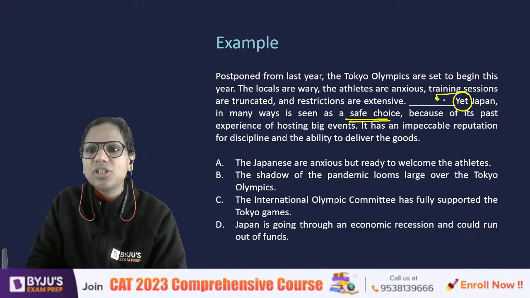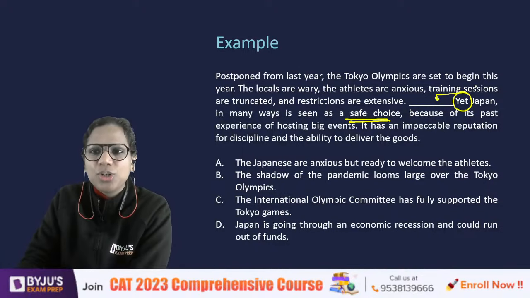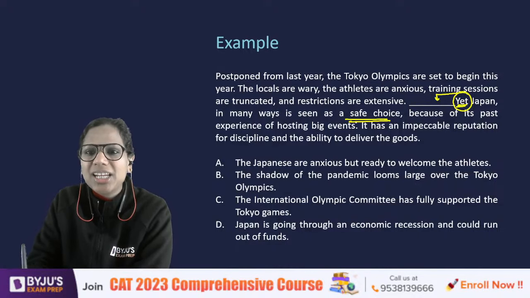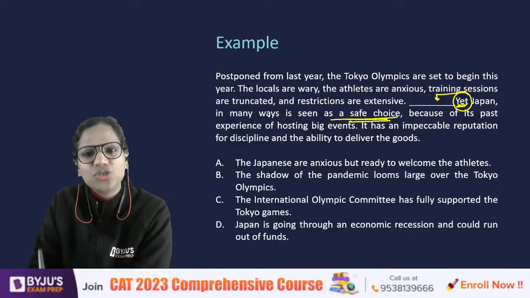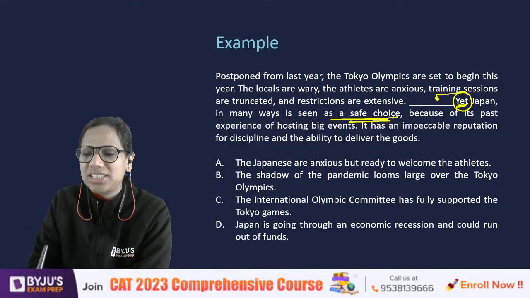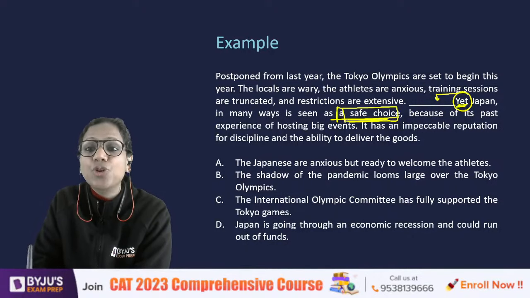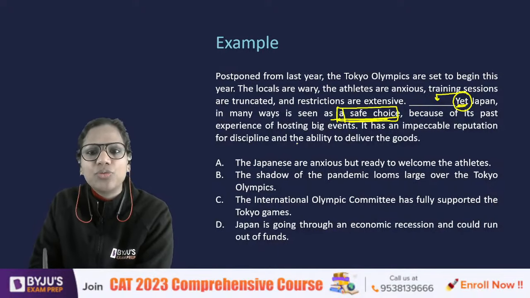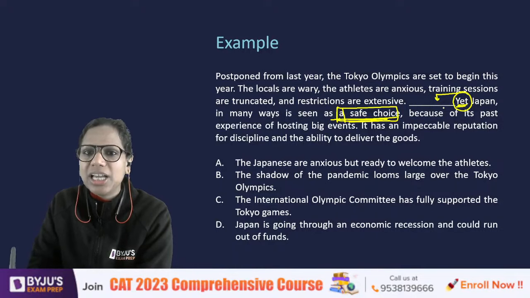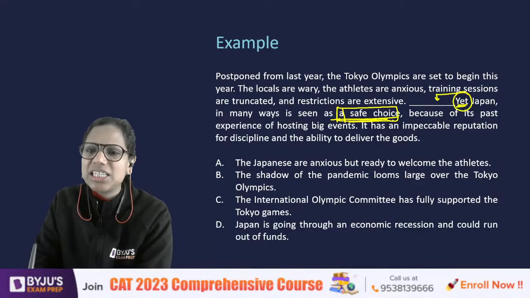So that means the previous one would talk about something negative because after a contrast word yet, I am stating something positive. Yet Japan in many ways is seen as a safe choice. Safe for what? Safe from what? That has again not been stated so far. Okay. So probably this sentence will state that. Because of its past experience in hosting big events, it has an impeccable reputation for discipline and the ability to deliver the goods. Right. Now, the Japanese are anxious but ready to welcome the athletes, yet Japan in many ways is seen as a safe choice.